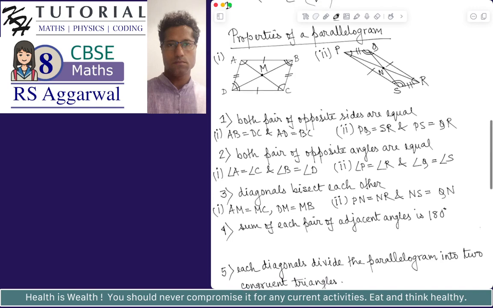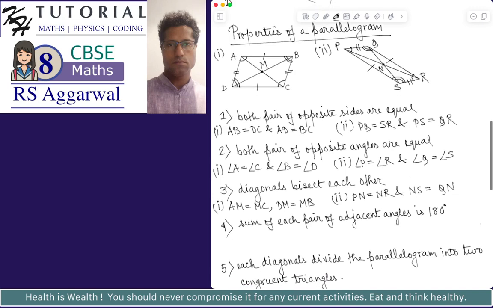The fourth property says the sum of each pair of adjacent angles is 180 degrees. We know that in a quadrilateral there are 4 pairs of adjacent angles. For figure 1, A and B is one pair of adjacent angles. So we must have angle A plus angle B equal to 180 degrees. Why it is so, the proof I will discuss in some future video.